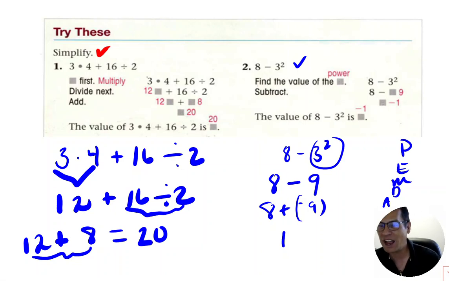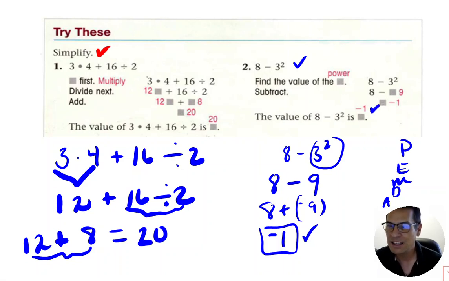But the number 9 and the number 8 here, 9 is the largest number, and it's got a negative in front of it. So our result is negative 1. So the value of 8 minus 3 squared is negative 1. All right, get after it.